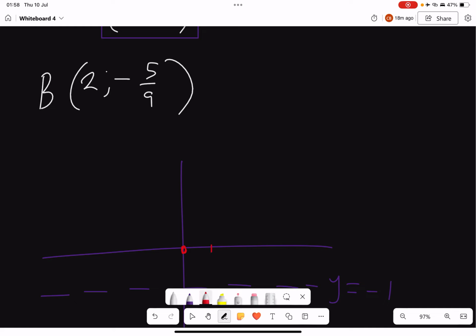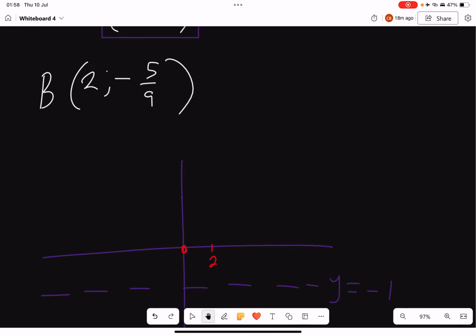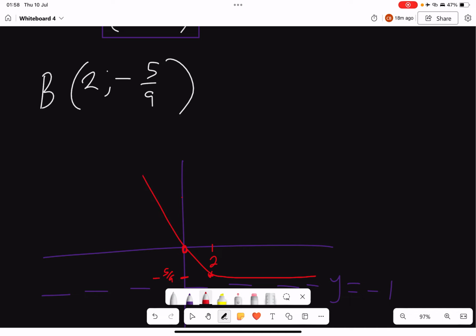Now remember, we're just rough sketching. So (2, -5/9) should be somewhere there. Just a rough sketch. Not there, not there. I'm wrong. It's negative, so it should be at the bottom, right? So we can say somewhere here, for example. -5/9 would be somewhere there. And then we don't touch the asymptote. And then that is our function.